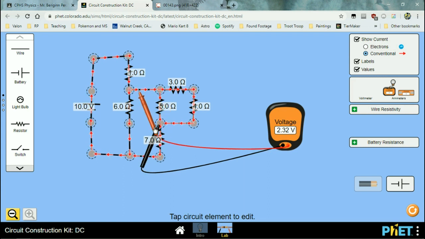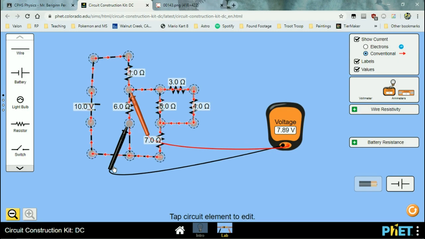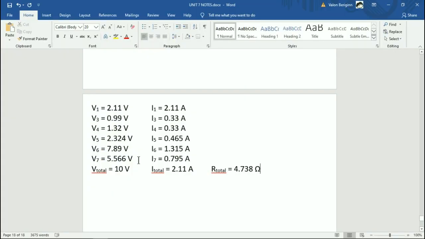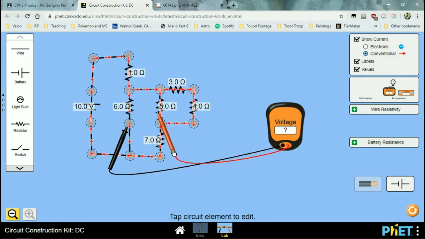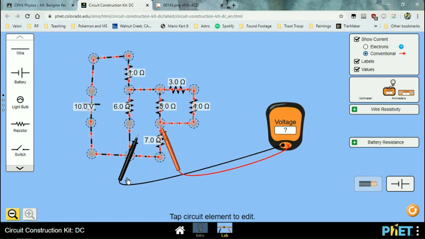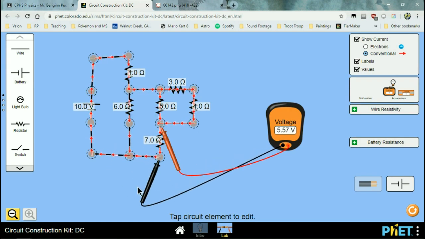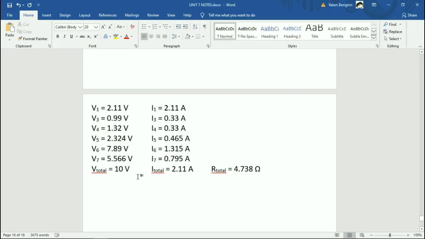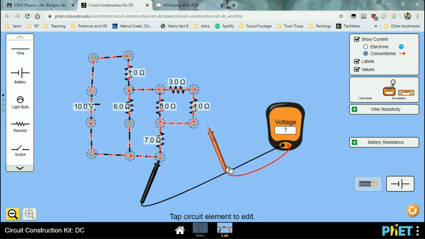V6, 7.89, I believe that's right. Yep, 7.89. And then this one's going to be rounded a bit. 5.57, yeah, okay, 5.57. So yeah, there you go. So my voltages were correct.